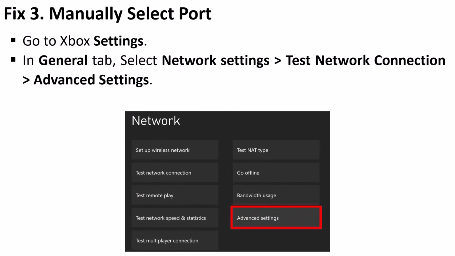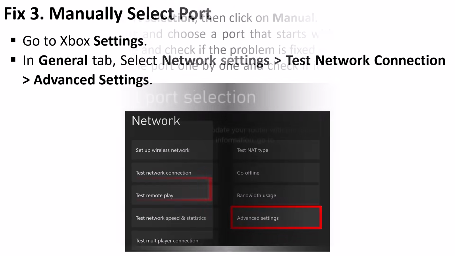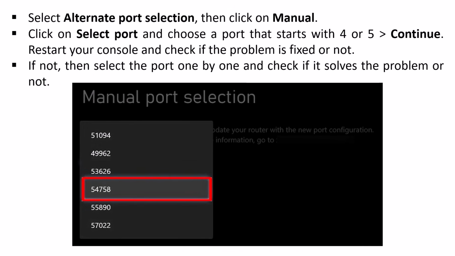Fix 3 is to manually select port. So go to Xbox settings, in general tab select network settings, test network connection, advanced settings. Select alternate port selection and then click on manual. Click on select port and choose a port that starts with 4 or 5, continue. Now restart your console and then launch the game and check. If that doesn't work, then repeat the process and then select the ports one by one and see which one worked for you.